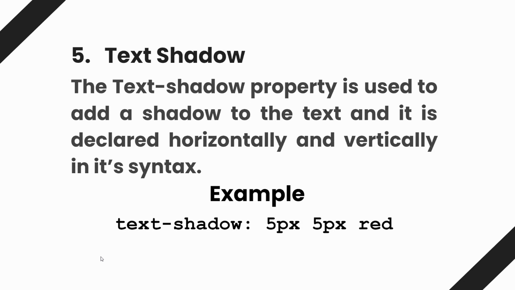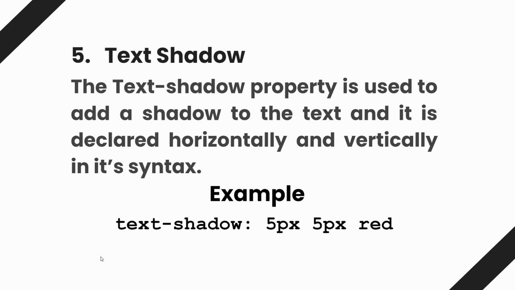So the fifth text property we have is the text shadow property. This property is used to add a shadow to the text, and it is always declared horizontally and vertically in its syntax. From the example we have, you can see the text shadow is assigned 5 pixels, 5 pixels, red. The first 5 pixels represents how it would be declared horizontally, and the next one represents how it would be declared vertically.